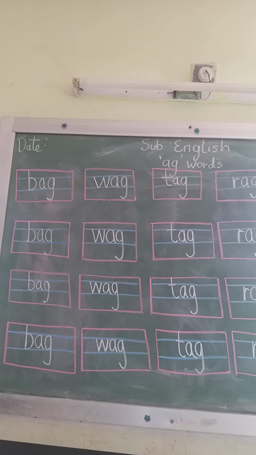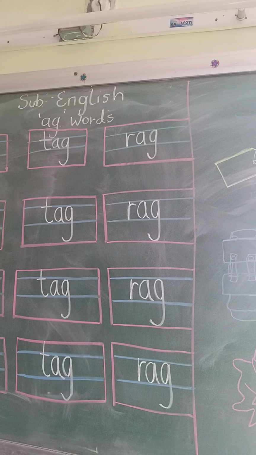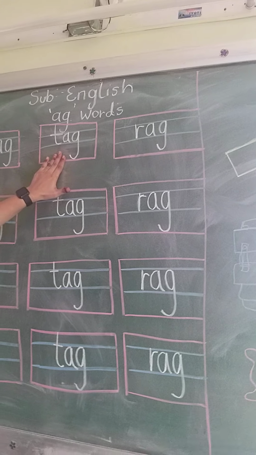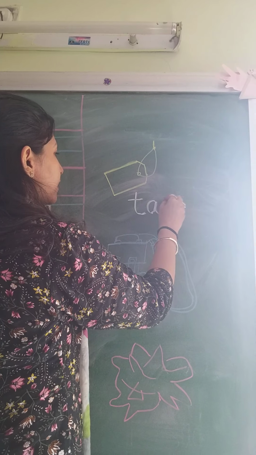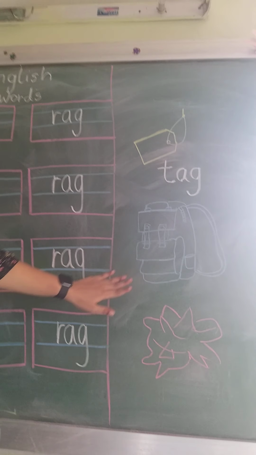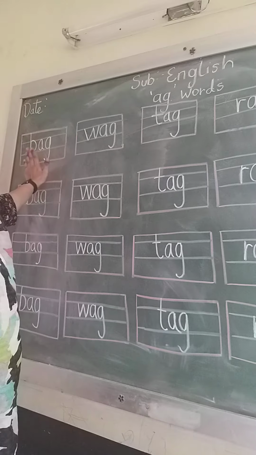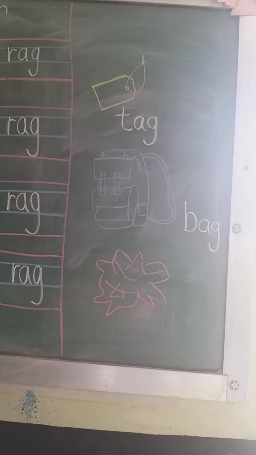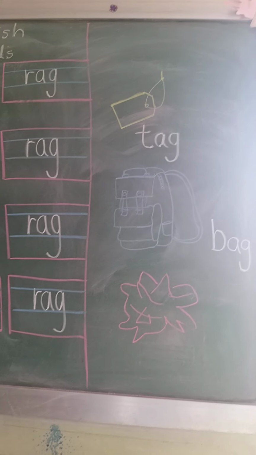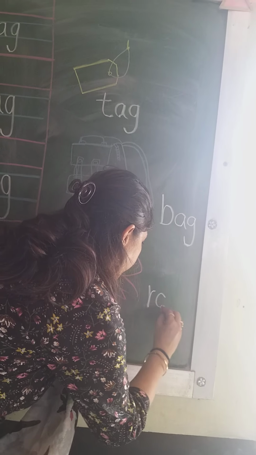Now we will do the book. What is this? Wag, bag? No. Tag, tag? Yes. So we will write here tag. What is this? Rag, rag? No. Tag, tag? No. Wag, bag? No. Bag, bag? Yes. So we will write here bag. Now what is this? Wag, bag? No. Tag, tag? No. Rag, rag? So we will write here rag.